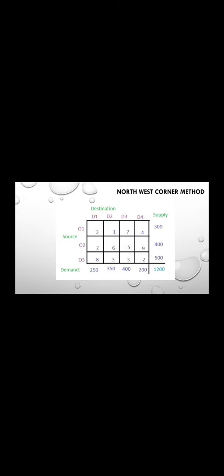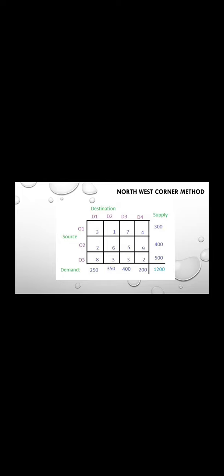Now from the remaining table excluding column d1, check the northwest corner, that is 1 and d2, and allocate the minimum among the supply for the respective row and column. The supply from 1 is 50, which is less than the demand for d2, so allocate 50 to the cell 1 and d2. Since the supply from the row is completed, cancel row 1. The demand for d2 remains 350 minus 50, which equals 300.